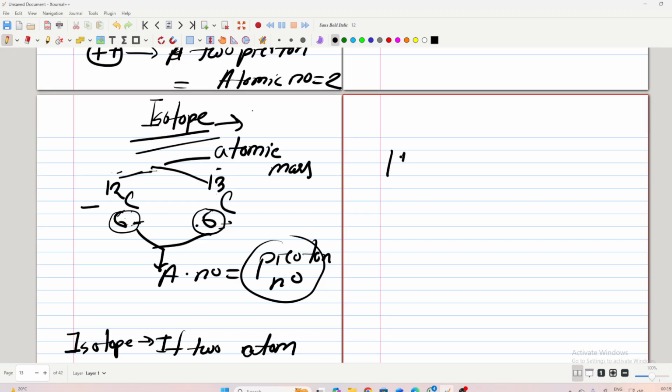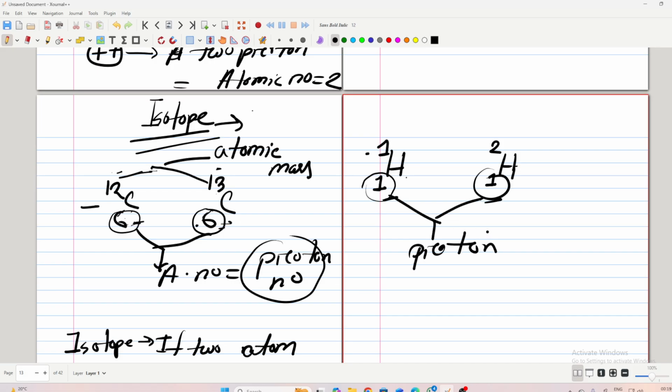We can also say hydrogen. This hydrogen's atomic mass is 1 and proton number is 1. The other hydrogen has atomic number 1, I mean proton number 1, but its atomic mass is 2. Comparing these two atoms, each has 1 proton, so as they have the same number of protons, they are isotopes. This is very simple.